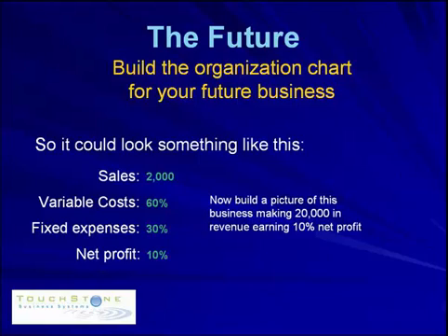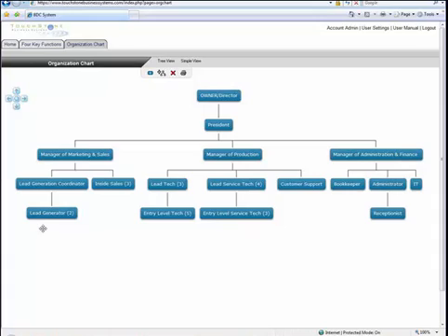So this is a model of profitability of a future organization, and this is the basic goals that you want to come up with before you would start your organization chart. So now focusing in specifically on the organization chart. Now that we've got a picture of this profitable business in the future, we're going to build an organization chart, which is a model of that business.